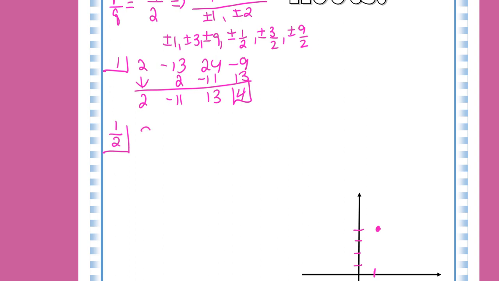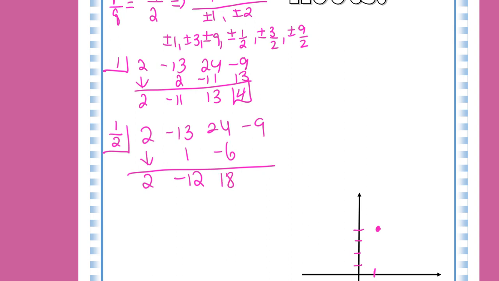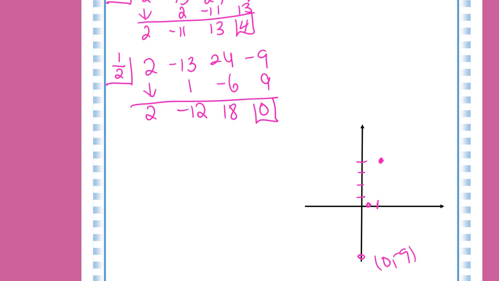Okay, here we go. 2, -13, 24, -9. 2. When I multiply, what do I get? Okay, -12. Oh, this is looking good now. What do we get? And then 18. Oh, sweet. We have a factor. So we got a factor now at 1/2, or a root at 1/2. So we got a factor of x minus 1/2.